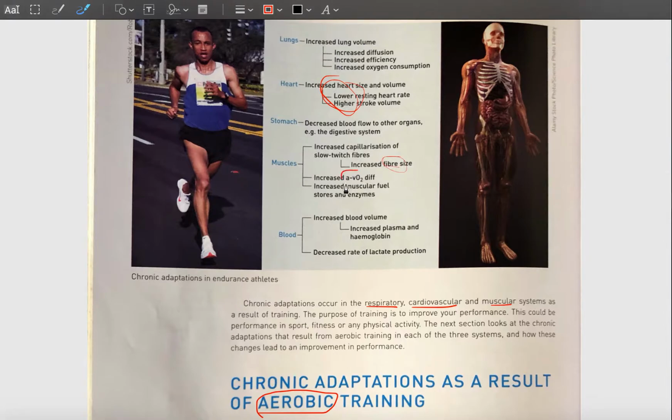Therefore, we will have more oxygen coming out of the blood, so an AVO2 difference will be higher. There is more fuel stored in the muscle because the muscle has a bigger size. And we also have more enzymes in the muscle which speed up those reactions. And the blood itself, there will actually be more blood in the body because we are able to store a higher amount of plasma, and therefore we will have a higher amount of hemoglobin, which is a carrier of oxygen. So because of this, we will have less lactate production.